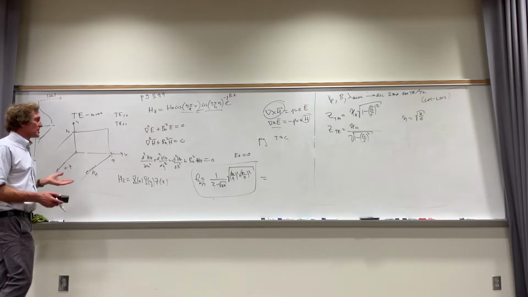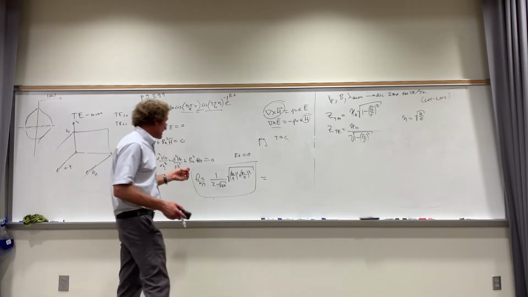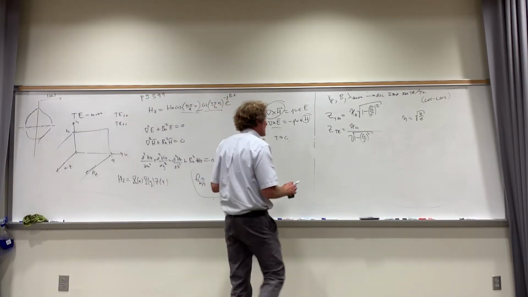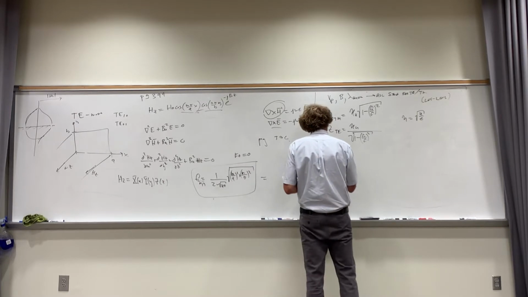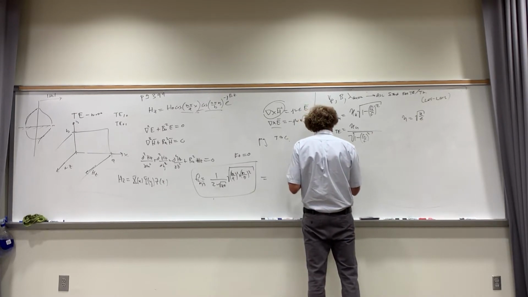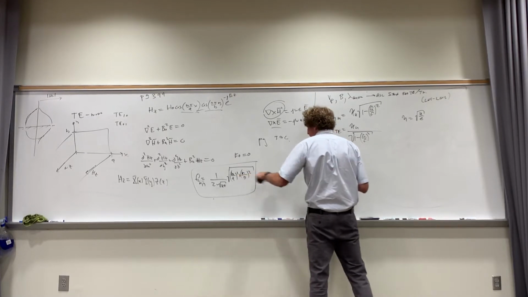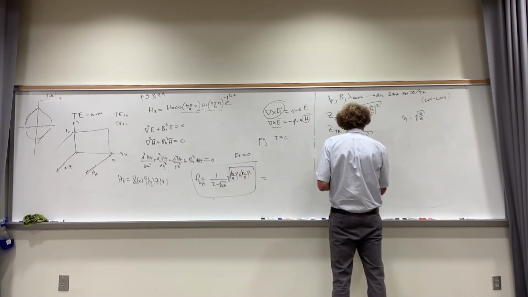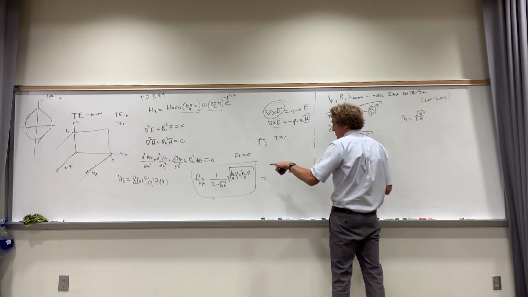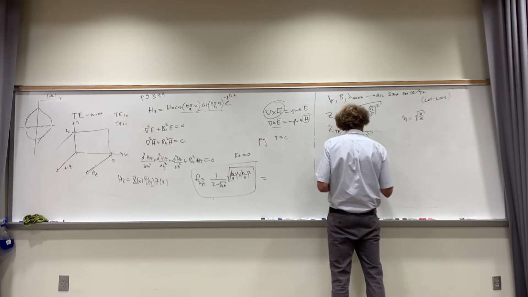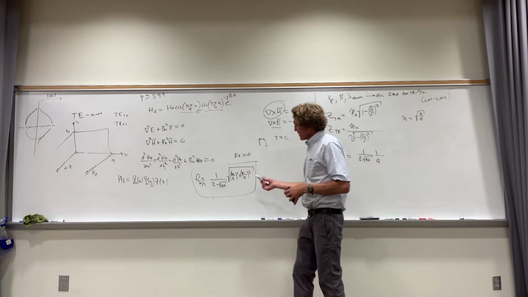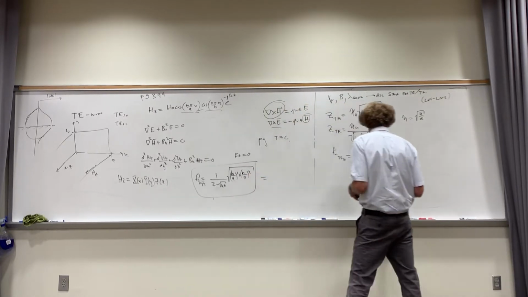And usually the lowest frequency of operation for all the guides, write this down, is going to be the cutoff frequency for the TE10 mode. And that cutoff frequency is 1/2 times the square root of mu epsilon, and then it's just 1/A, because M would be 1, N would be 0, so it's 1/A.